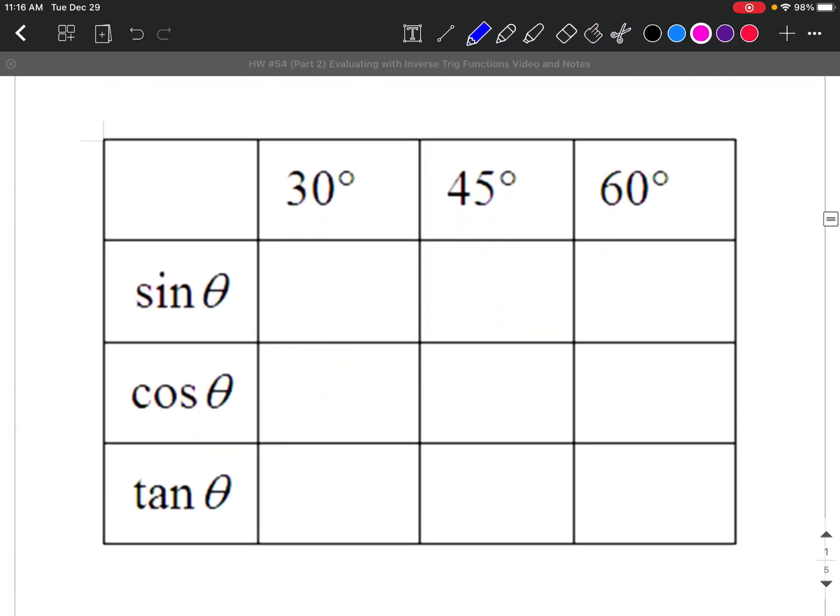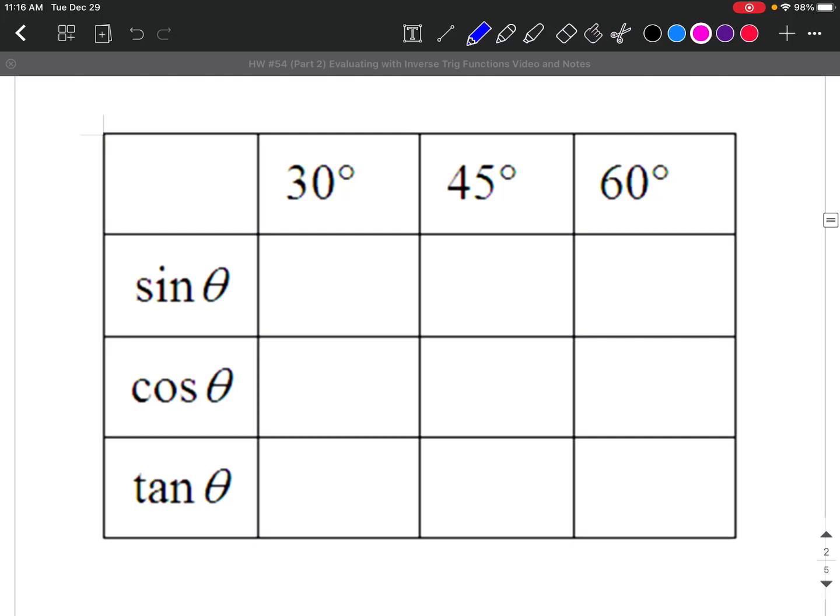The second chart, okay, this is with our smaller special angles in that first quadrant. 30 degrees, remember, is pi over 6 radians. 45 degrees is pi over 4 radians, and 60 degrees is pi over 3 radians. Those are the ones you should not have to take the time to figure out. You should know those.